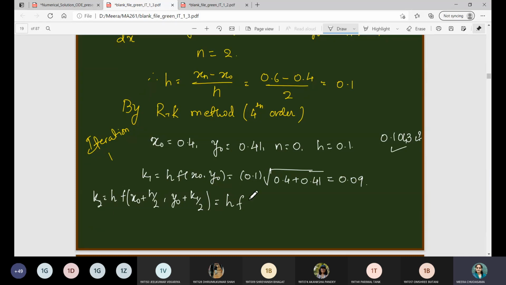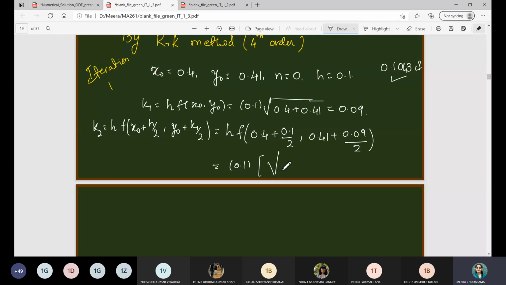So h, f, x0 we are given 0.4 plus h which is 0.1 by 2, comma y0 we have 0.41 plus k1 we have computed 0.09 by 2. So this is nothing but 0.1 into square root of all these quantities with the summation sign. So it is 0.4 plus 0.1 by 2 plus 0.41 plus 0.09 by 2, right? So that is equal to, let me block this quantity.